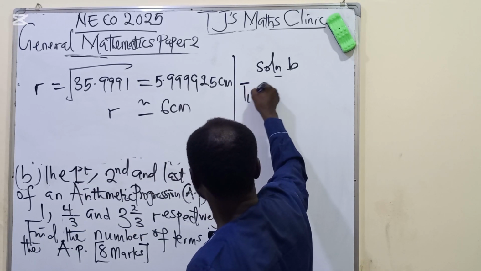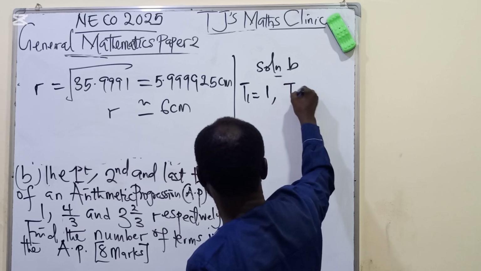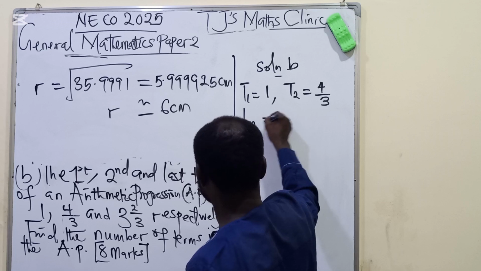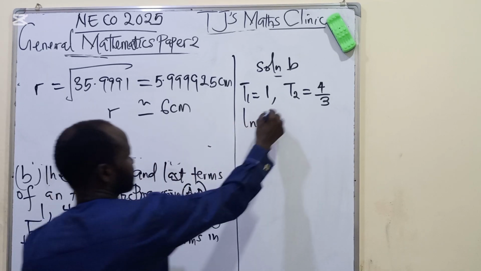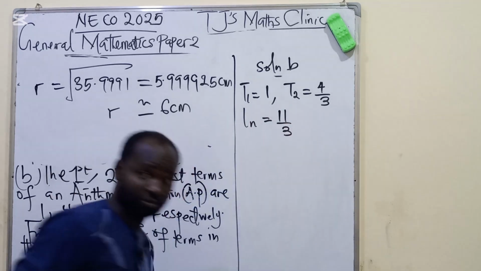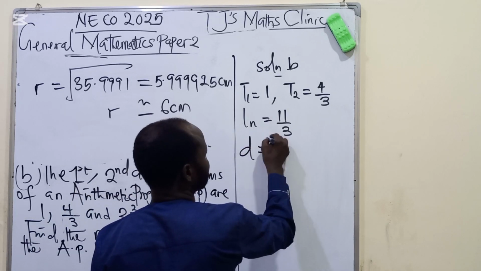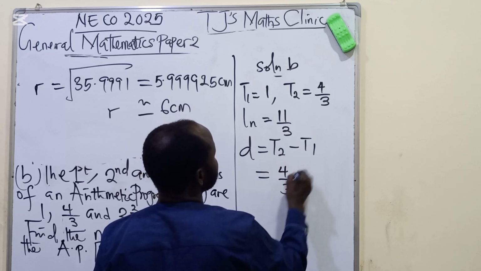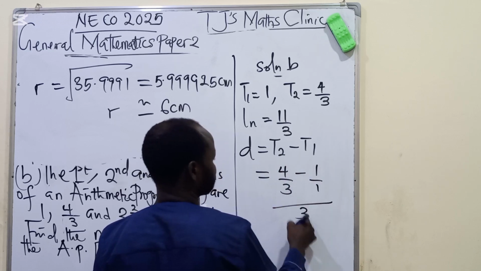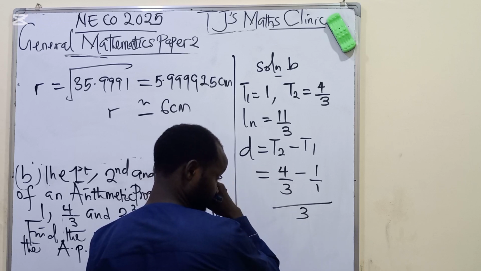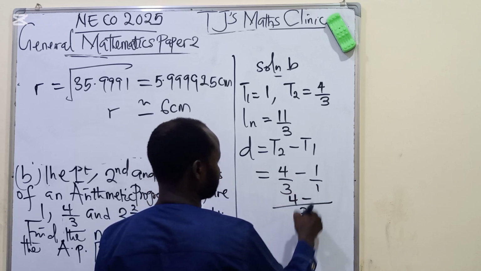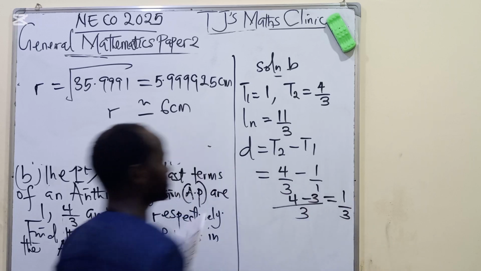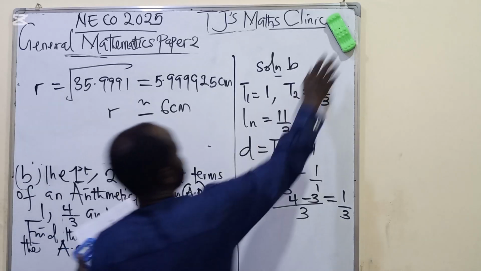First term, that's T1, is given as 1. T2, which is the second term, is 4 out of 3. Then the last term is given as 3 whole number 2 divide 3, which is 11 divided by 3. Let's find the common difference. The common difference D will be T2 minus T1. That is 4 out of 3 minus 1. Let's find the LCM: 3 into 3 is 1 times 4, that will be 4, minus 1 into 3 is 3. So 4 minus 3 will be 1 out of 3. So our common difference D is 1 out of 3.